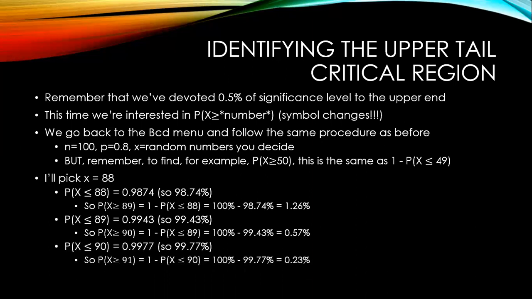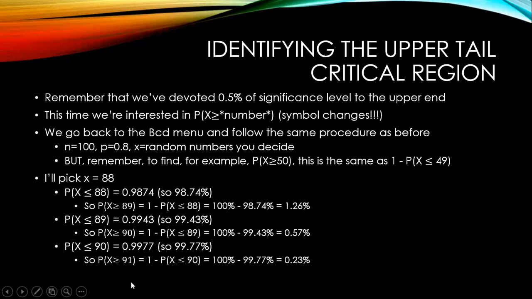So now let's look at the probability of getting less than or equal to 90 successes. Again, binomial CD, your x is going to be 90. Put 90 as your x value in your calculator. Number of trials 100, p 0.8. What do you get? You should get 0.9977, so 99.77%.